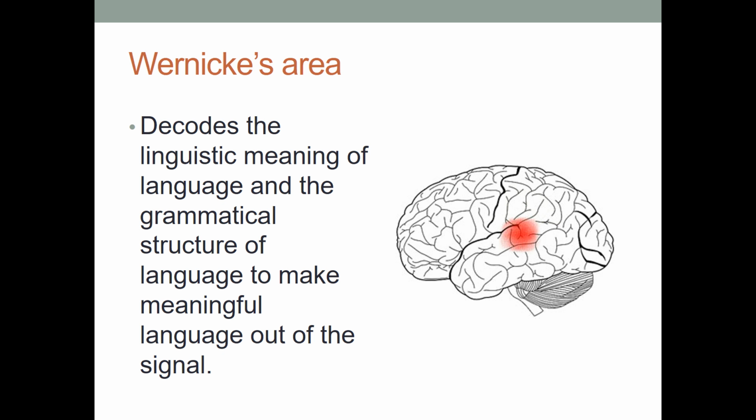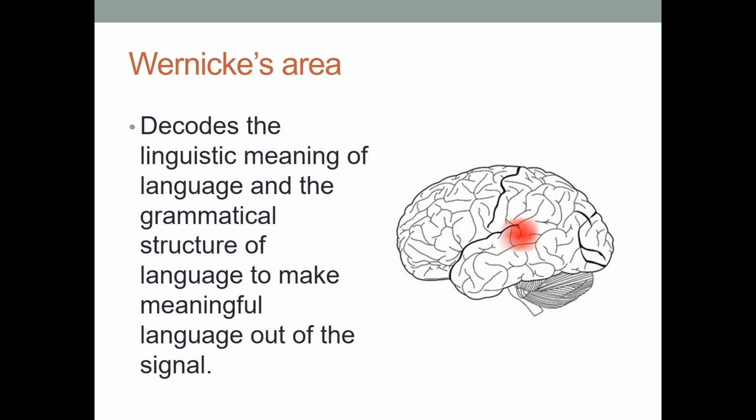Also, right next to the primary auditory cortex is an area called Wernicke's area. And Wernicke's area's job is to decode meaning from a language sound. So if a sound comes into your temporal lobe and goes to the primary auditory cortex, and the primary auditory cortex determines that the sound is language, it sends that signal to Wernicke's area, and then Wernicke's area determines what the meaning of the sound was.